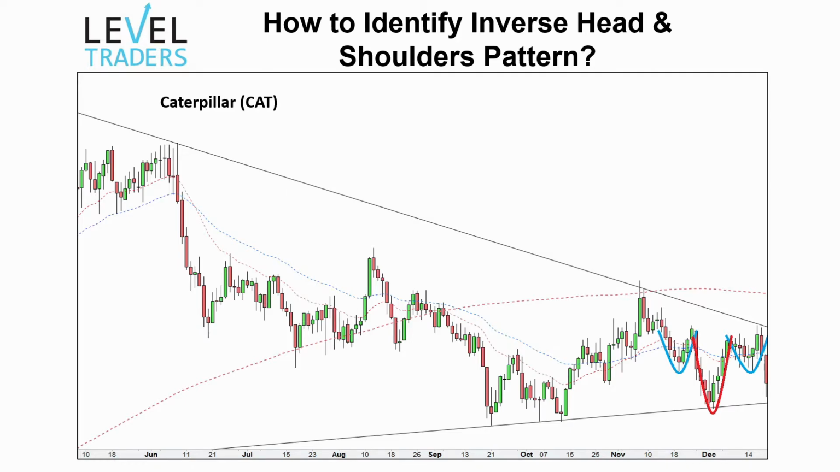So here is that real example. Now I'm using Dow component Caterpillar. The ticker is CAT. This is a daily chart. So we first said there needs to be two shoulders with similar height. So here's one shoulder, and here's the second shoulder. You've got the head, which is not the same height as the shoulders, completing the pattern.